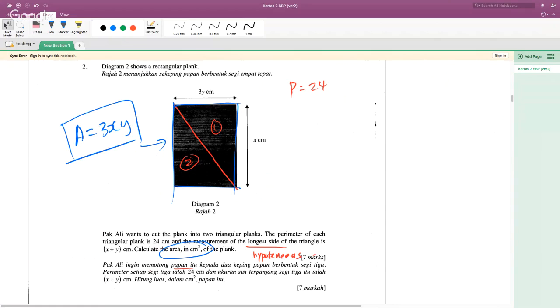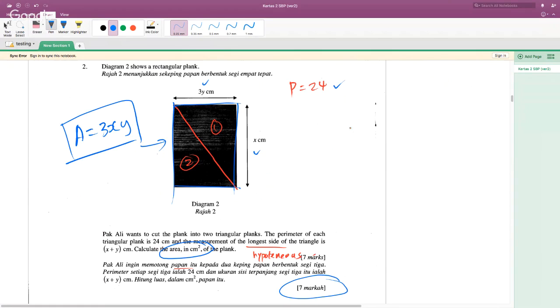Over here, this is 7 marks. I'm not sure why they gave 7 marks. Basically, this is a simultaneous equation topic. When you have x and y, something must come to your mind: if you have 2 unknowns, you will need to form 2 equations. So I will need to form 2 equations. The first equation is the perimeter.